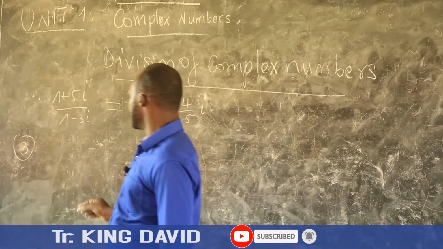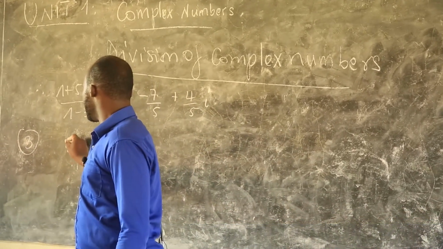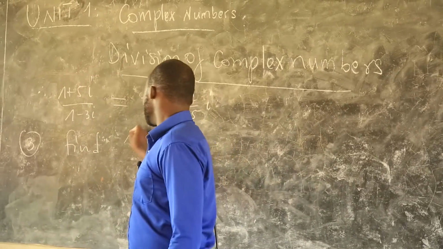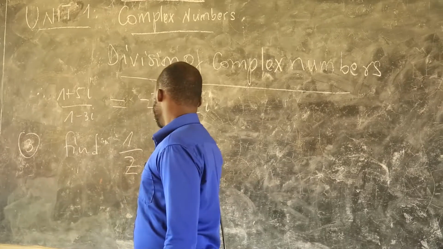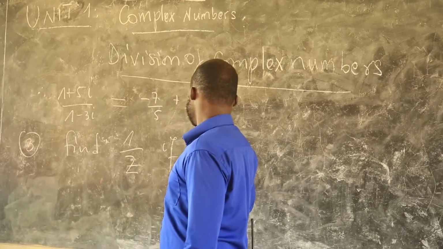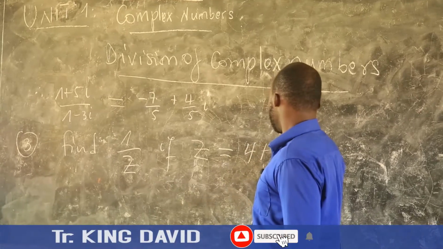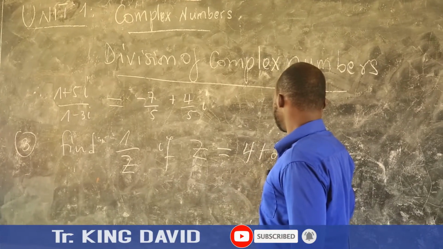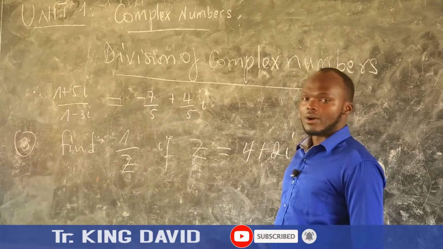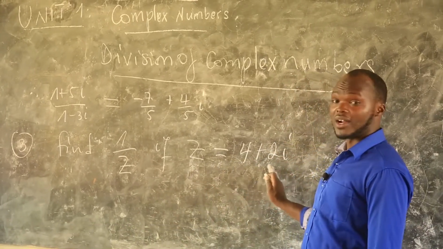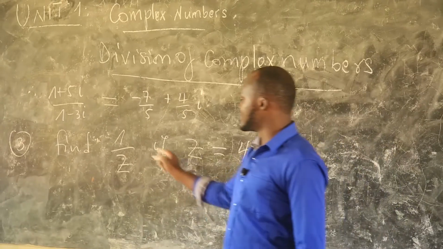So let us try to see number 3. Number 3 is saying, find 1 over z if z is equal to 4 + 2i. So we're going to find 1 over z if z equals 4 + 2i. Actually, this is division.